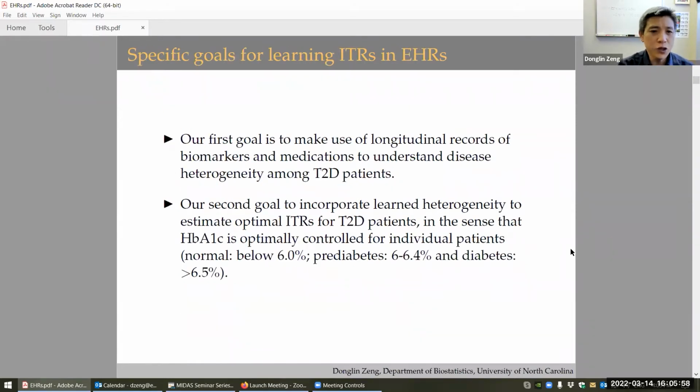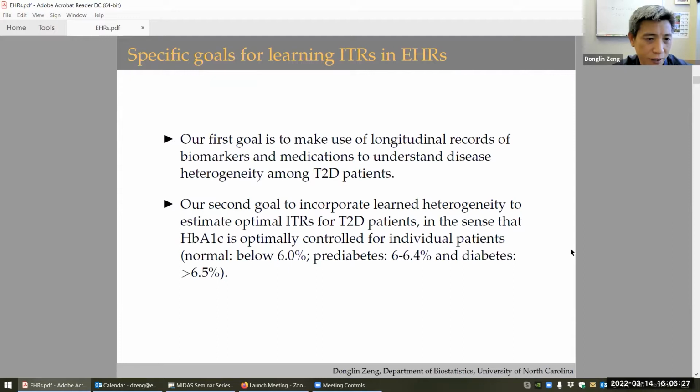So there are two specific goals we want to do here. I mentioned earlier, our eventual goal is to use this real data evidence to try to learn an optimal treatment rule to treat type 2 diabetes patients. But there are two specific goals we want to achieve during this task. The first one is, how can we use the data we get from this medical record system to try to understand the heterogeneity among the patients.